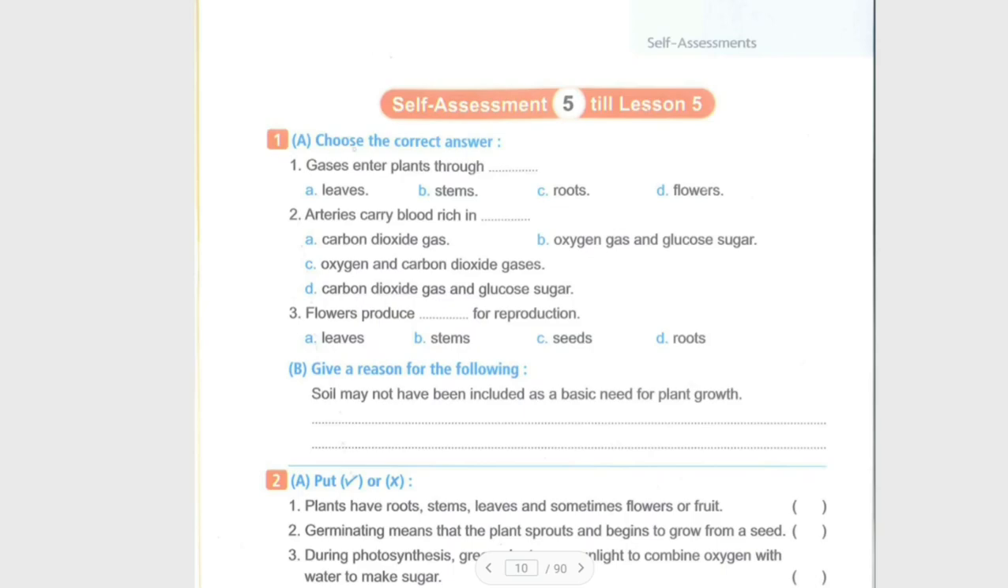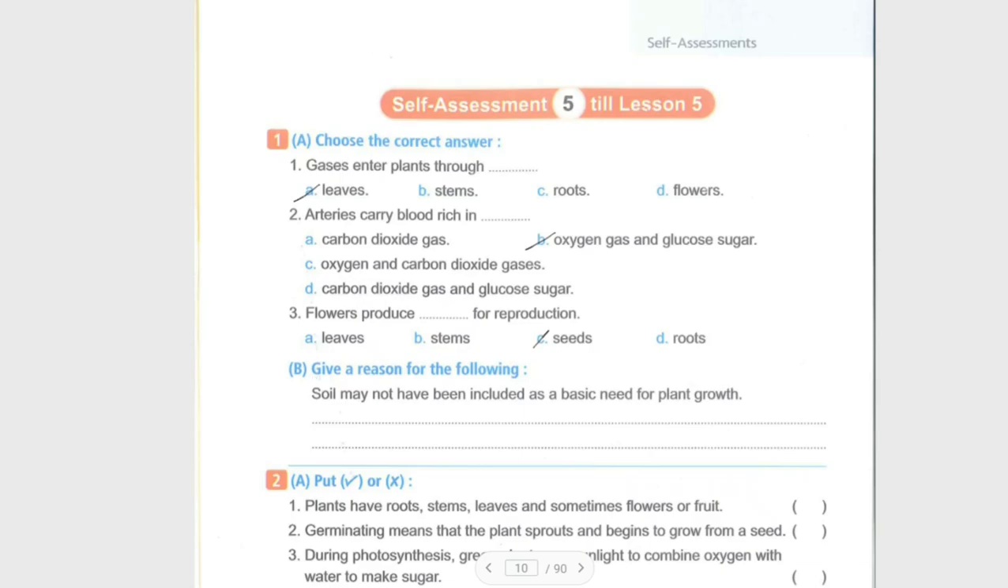Number 1A, choose the correct answer. Gases enter plants through leaves. Arteries carry blood rich in what? The answer is rich in oxygen gas and glucose sugar. Number 3, flowers produce for reproduction. What do flowers produce? They produce seeds. The seeds are responsible for the production of the plant.